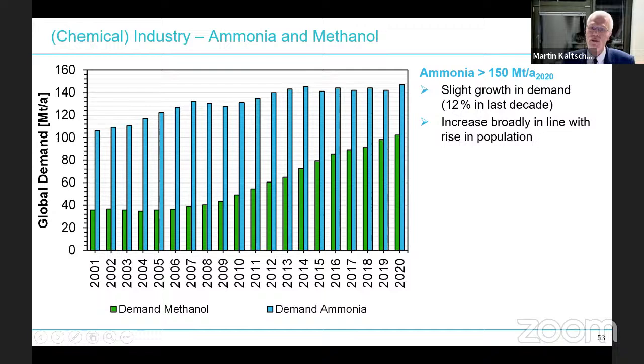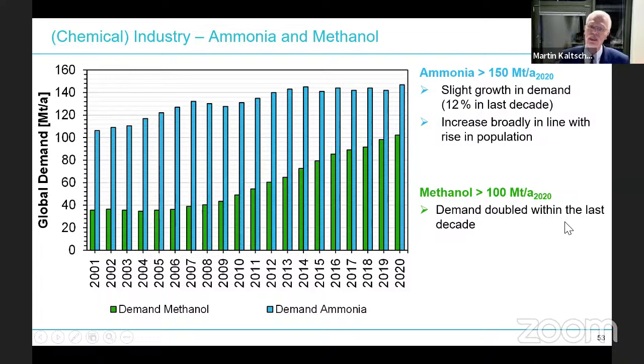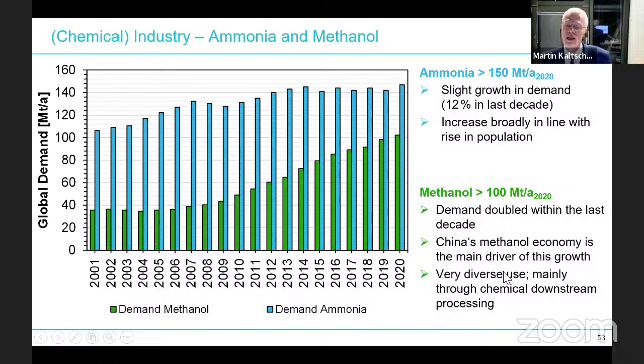When you talk about methanol, then it's more than 100 million tons in 2020. As you can see, the demand has basically doubled within the last decade, and China's methanol economy is the main driver of this growth. And we have a very diverse use, but mainly it's used in chemical downstream processing.